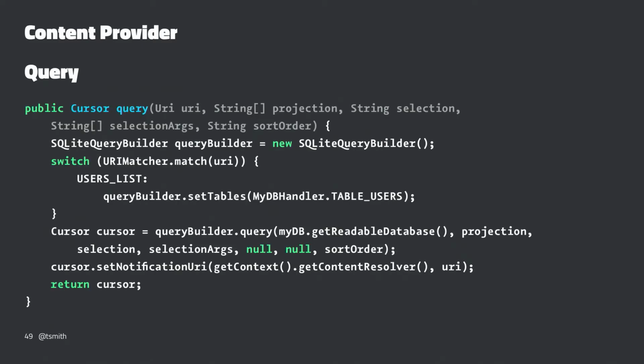So let's look at an example of querying with a URI like that. Here we're providing the query method that's implemented on the content provider. You'd match the URI and set the table to the user's table when it matched. Now, if I need to append an ID, if that ID came in, then I would go ahead and do that here. And then we apply the remaining methods to the query builder and return a cursor for the consumer to use.